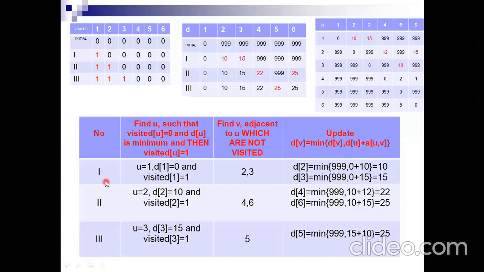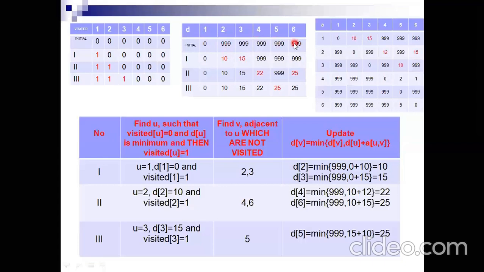The first iteration. Initially, you can see the first row here. All the vertices are not visited, so visited of I equals 0. Initialization has been done here. And you can see the D array. I told you the distance from source to source is 0. I assume that by default my source vertex is 1 here. Even in your exams, if they don't give you one, the default vertex is always your first vertex. So anyway, I have given the source vertex as 1. The source to source is 0. The rest are all 999, the distance from source to all other vertices 2, 3, 4, 5, 6.